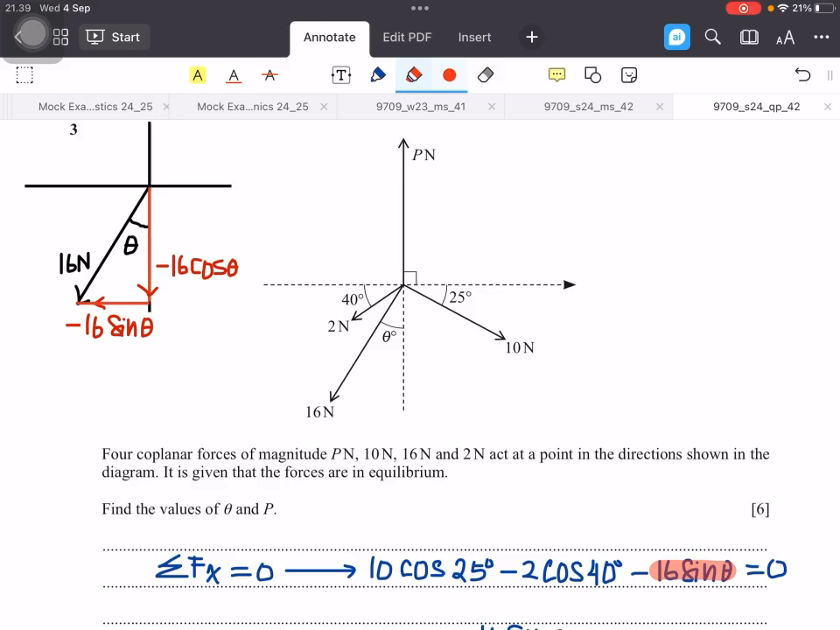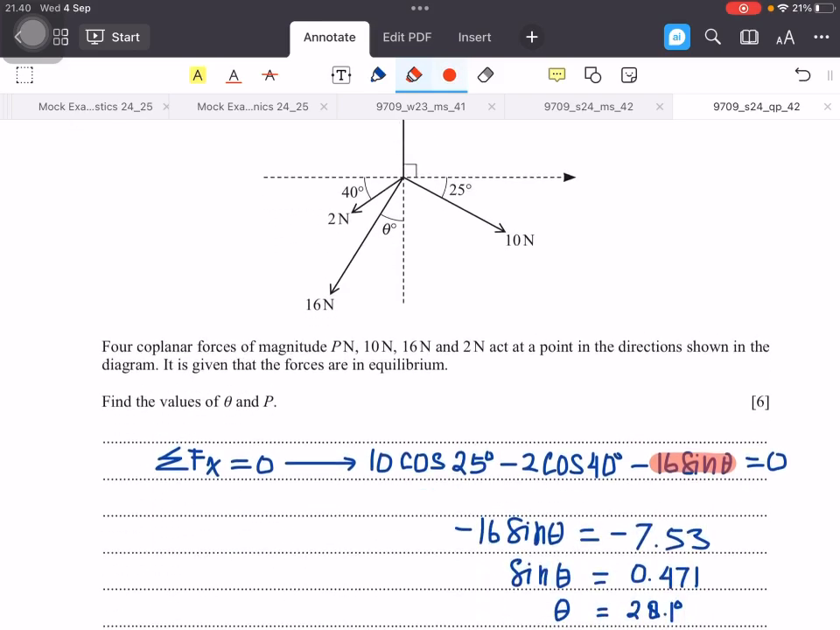Especially for the last force, the 16 newton force, for the x component we are using sine theta because the angle given is made with the y-axis. As you can see here, the theta is made with the y-axis. So for the x component we are using sine theta. And then for the y component we are using cos theta.